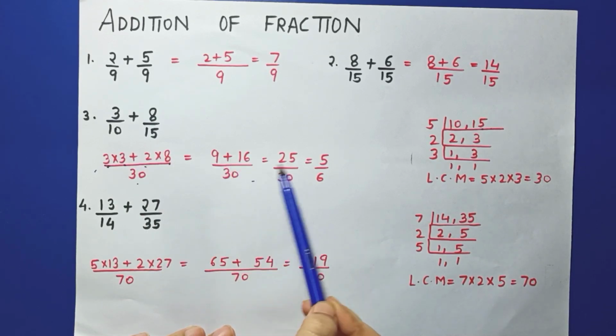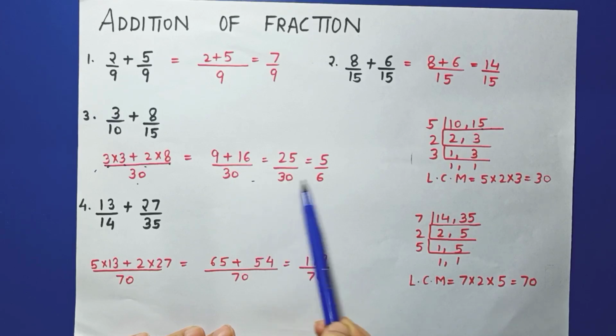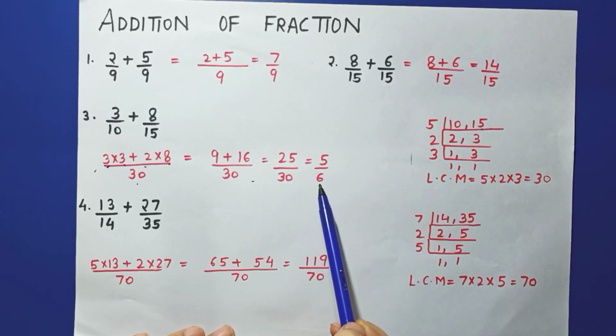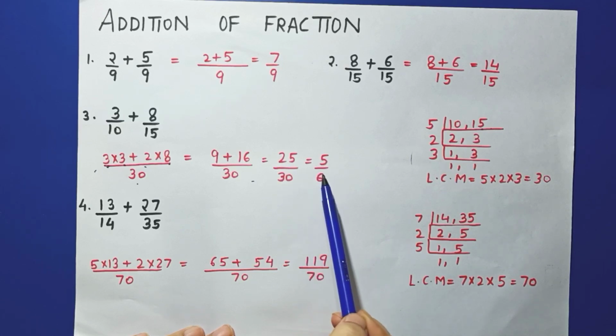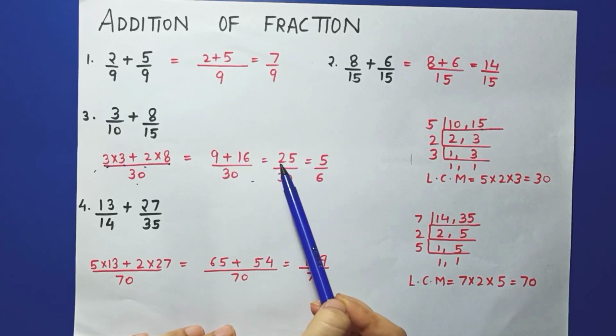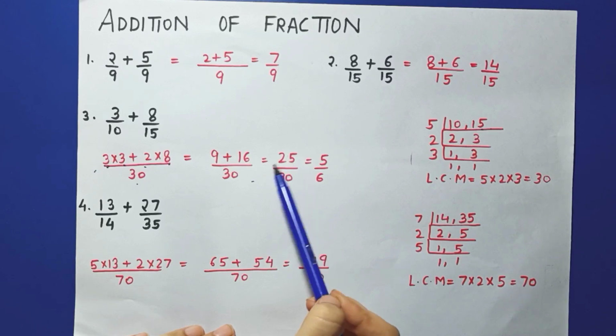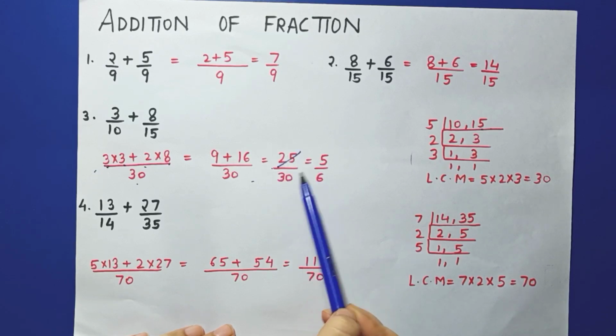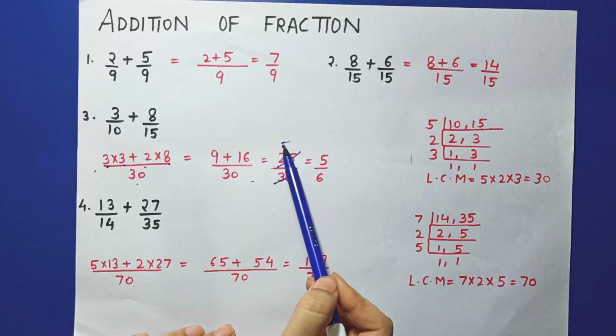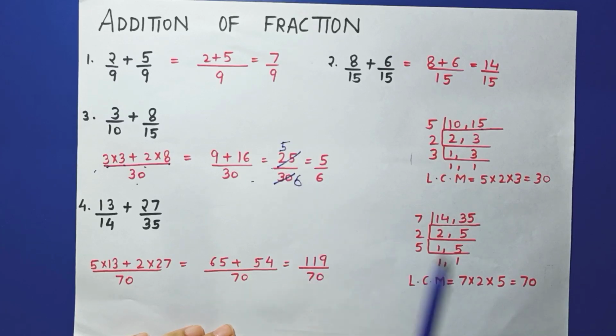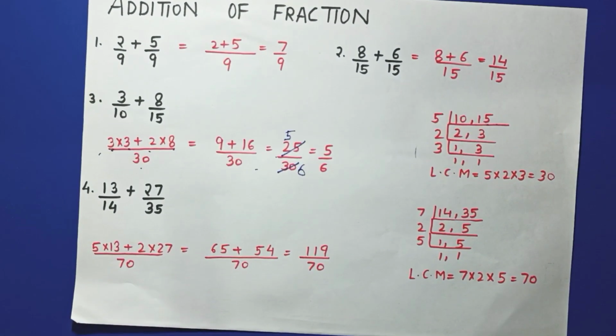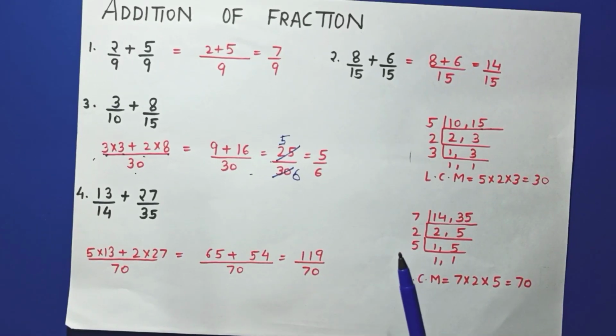9 plus 16 is equal to 25 divided by 30. We can also write it as 5 by 6. Why? It is the simplified form of 25 upon 30, that is 5 by 6. Why? Because 25 and 30 both are divisible by 5. So 5 5s are 25 and 5 6s are 30. Okay, so that is equal to 5 upon 6.